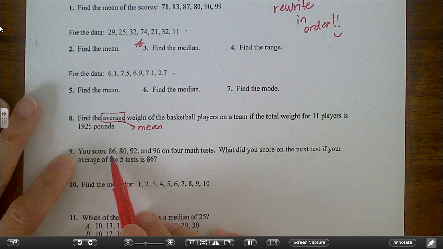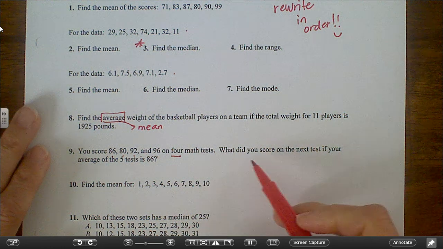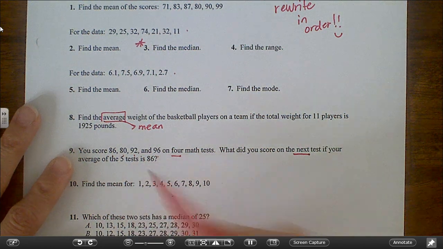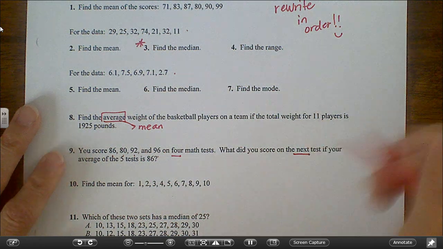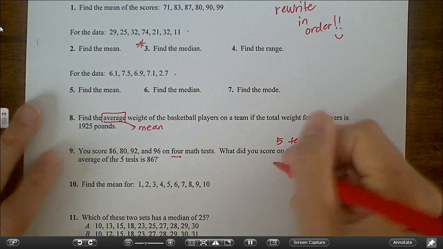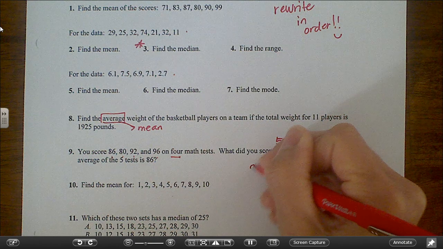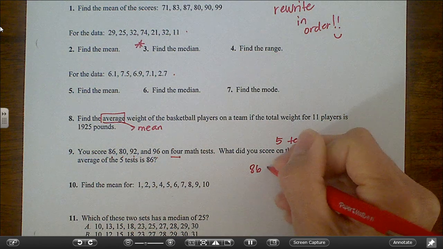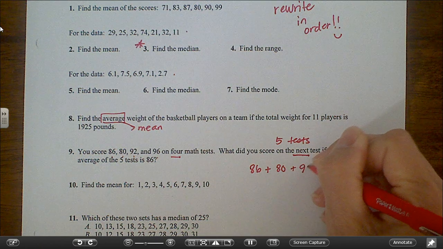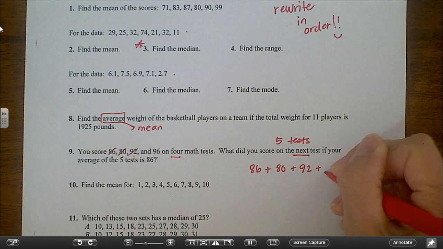So it says you score 86, 80, 92, and 96 on 4 math tests. What did you score on the next test if your average of the 5 was 86? Okay, so I need 5 tests, but I only have data points for 4. So test 1 is 86. Test 2 was 80. Test 3 was 92, right? And again, I don't need these in order. And then test 4 was 96.